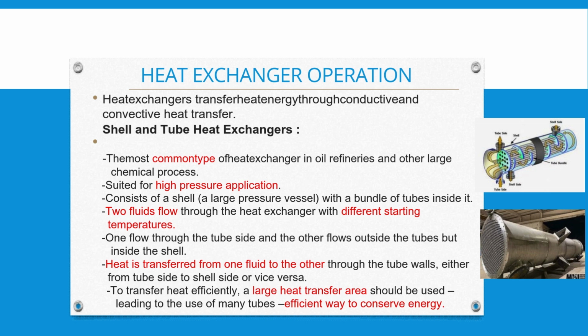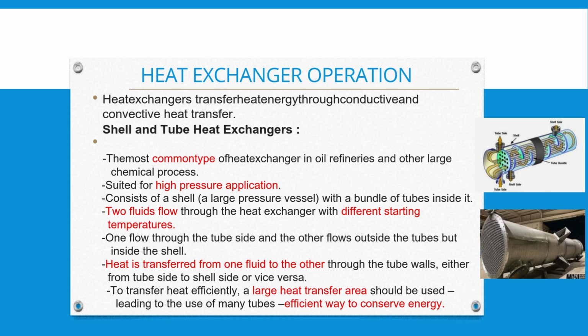The most common type of heat exchanger is shell and tube heat exchangers, which can be found in oil refineries and other large chemical process. It is a preferred choice of heat exchanger because it is suited for high pressure application. It consists of a shell, a large pressure vessel, with a bundle of tubes inside it.